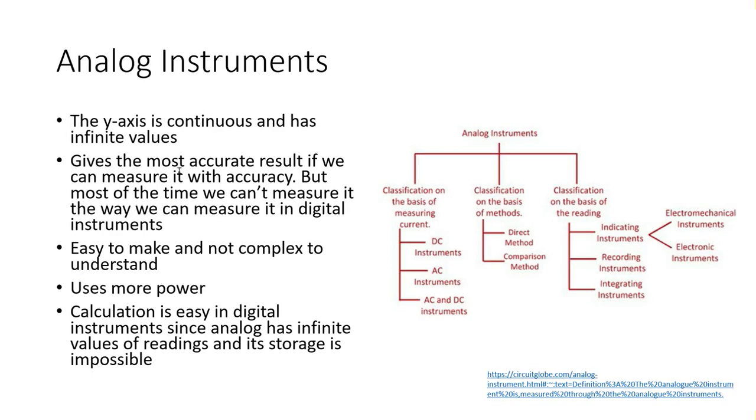So let's dig in. Analog instruments are those instruments in which the data that is being recorded or analyzed is continuous on the y-axis. This definition is also valid for analog signals. Any signal in which the y component has infinite values, even if it goes from 0 to 1 and then from 1 to minus 1, but between 1 and minus 1 we have an infinite number of sections, makes it analog data. So an analog instrument is one in which we can take such types of readings.